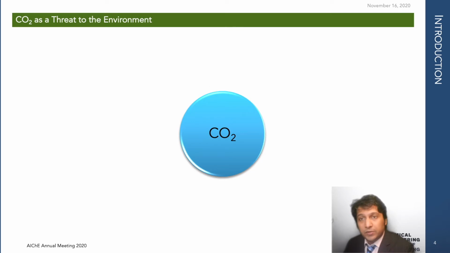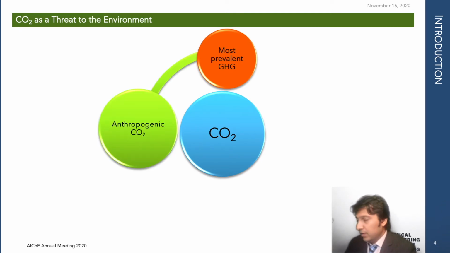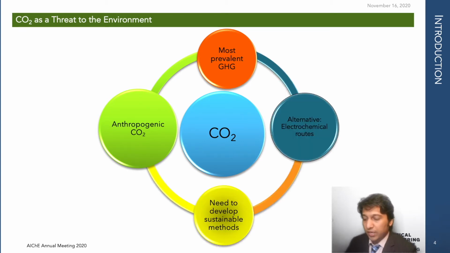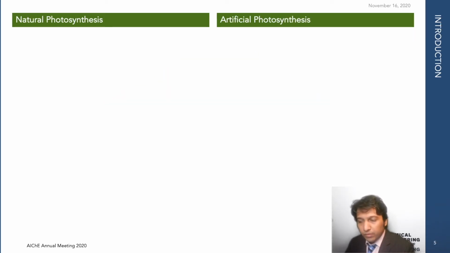CO2 is a threat to the environment. It is one of the most prevalent greenhouse gases, and anthropogenic CO2 coming from coal-fired power plants, automobiles, and industries are the major sources. And that's why there is a need to develop sustainable methods to remove this excess CO2 from the atmosphere. A great alternative is to use electrochemical routes. Now, artificial photosynthesis is one of the electrochemical processes inspired from natural photosynthesis.